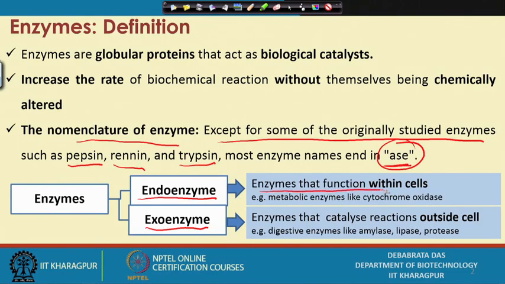The enzymes that function within the cells are the metabolic enzymes like cytochrome oxidase. Another example is phosphofructokinase of the glycolytic pathway. For enzymes that catalyze reactions outside the cells, we have different hydrolytic enzymes like amylase, lipase and protease.